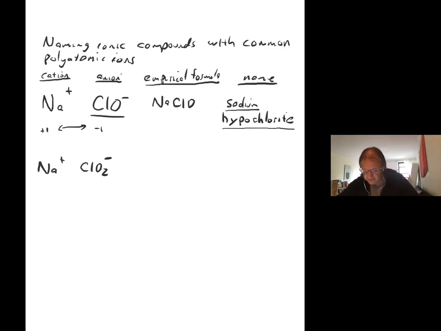Okay. Well, this one's +1. This one's -1. They're equal again, right? If the charges are equal, you just combine them 1 to 1. So you write the cation first and then the anion. No charges written. Okay. The formula doesn't have the charges.